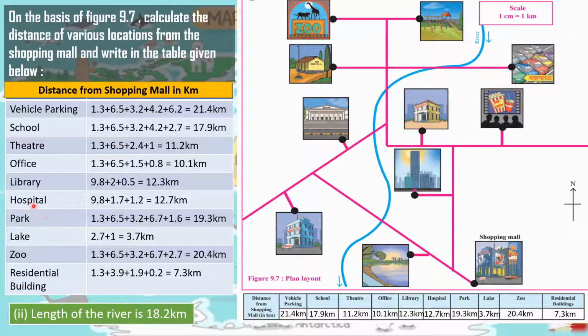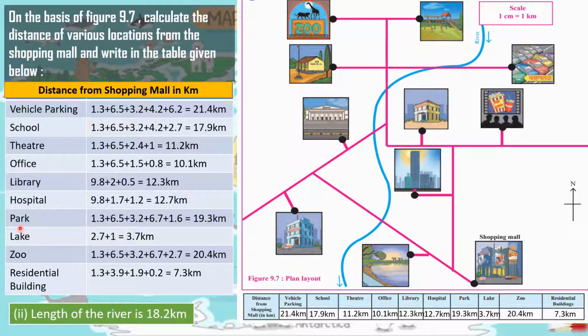Next one is hospital. Now this one is the hospital, students. So again we'll calculate this one only from here to here. This distance is 9.8 centimeters. Okay. Plus 1. This one. And then this one 1.2. So in total we get 12.7 kilometers.